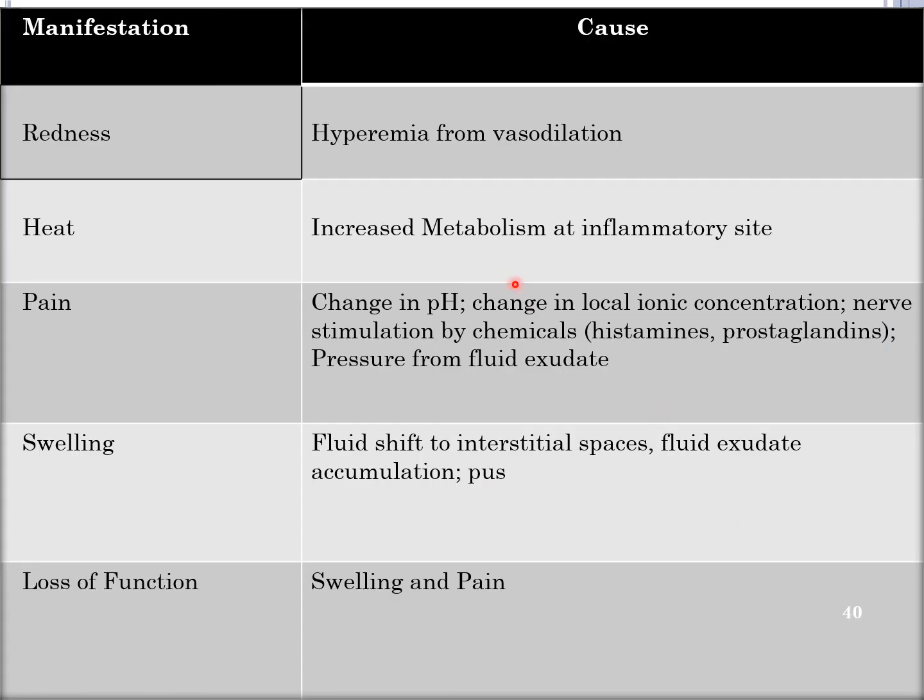All right. So some of the explanations for why these things are going on in your body. Redness: hyperemia from vasodilation. Heat: increased metabolism at the inflammatory site. Pain: it's primarily things like histamine and prostaglandins. And swelling: fluid shifts that can happen, fluid exudate accumulation, and potentially loss of function because of the swelling and the pain. So I was giving the example of your fingers, maybe they're swollen and you can't use them as you once did. And these are pretty much primarily under the local manifestations that you might see in your patient.